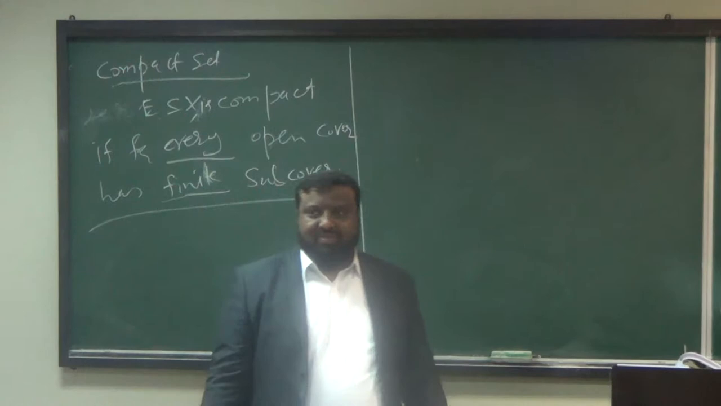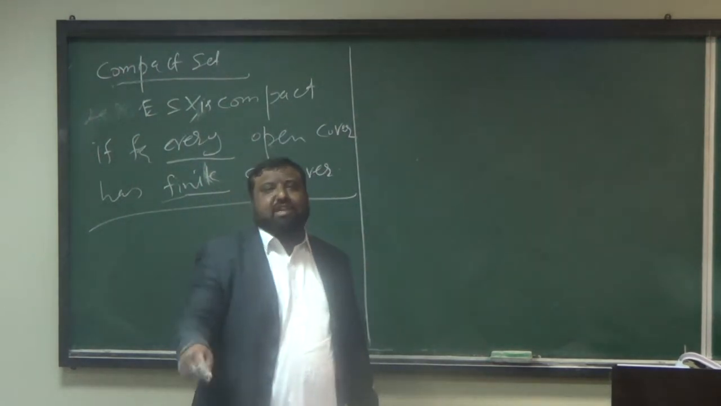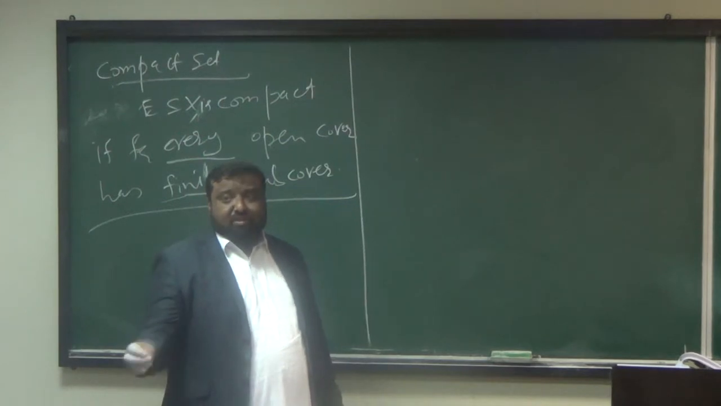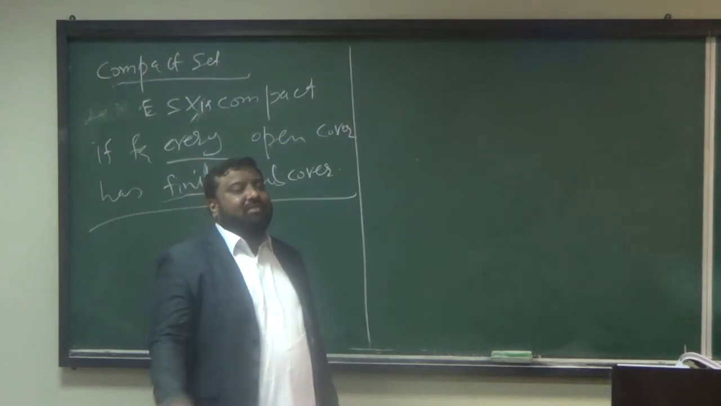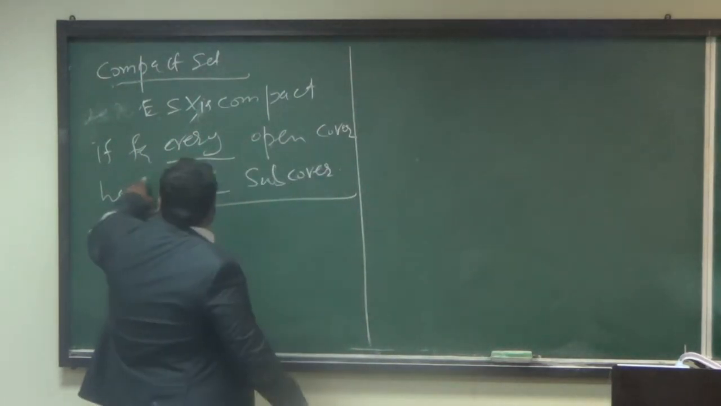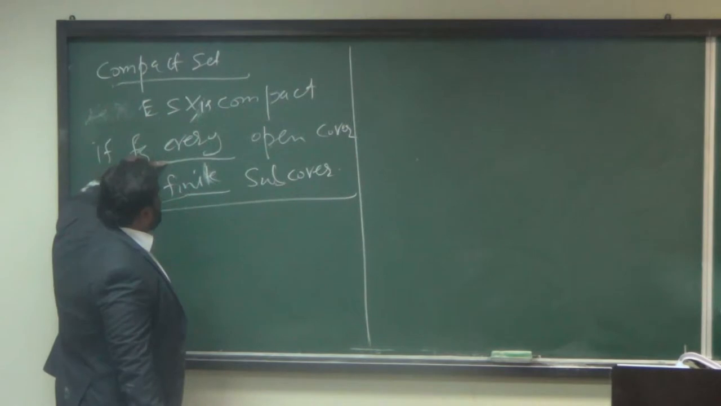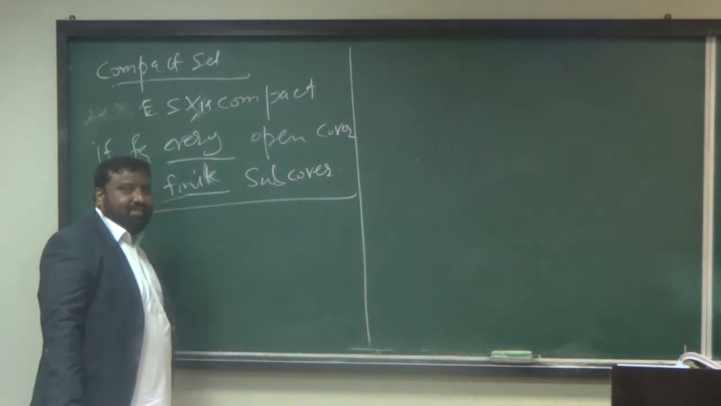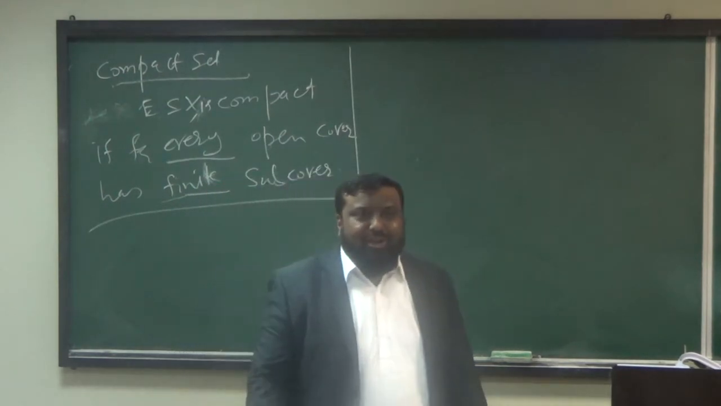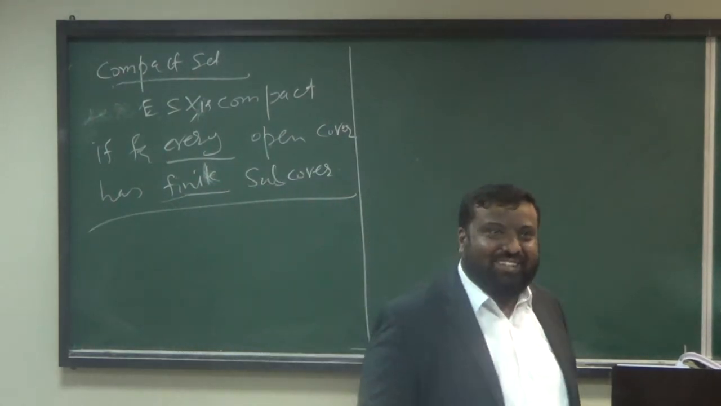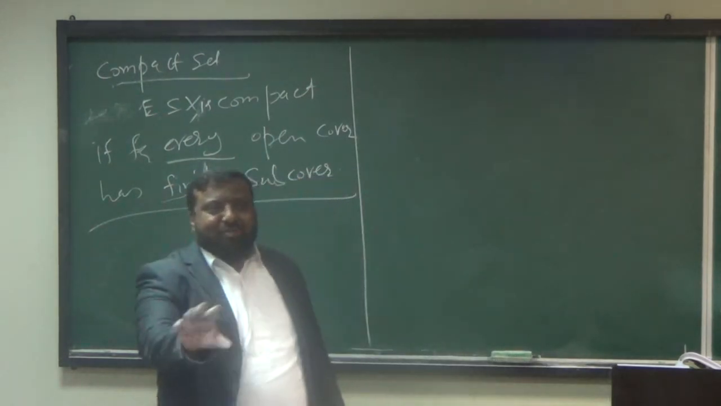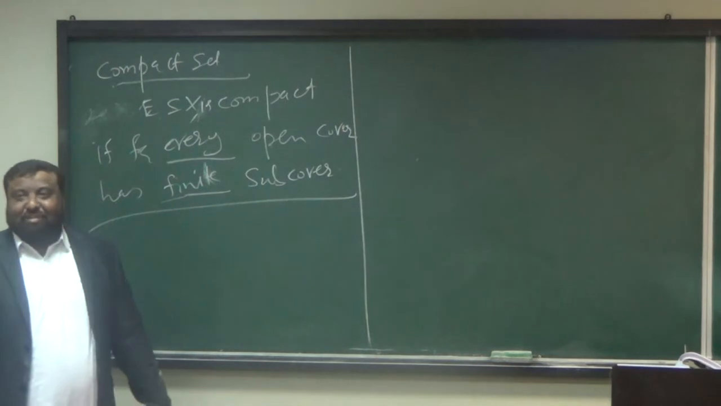That's what it means. If something is finite, you only need a finite number of things to cover it. But you need to be very careful, because it talks about every open cover. Just think about how difficult it would be to prove something to be compact, because somehow you have to check that every open cover has a finite subcover.